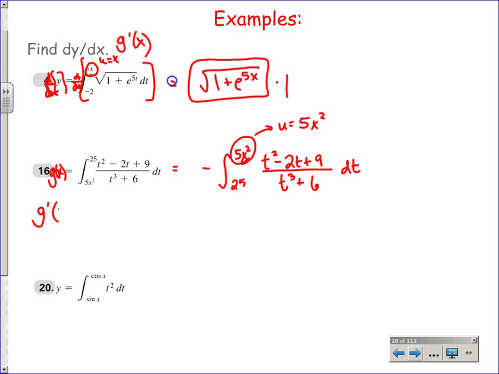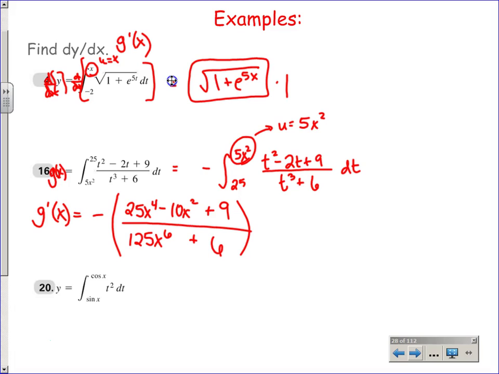So g prime, take the derivative. This is an a to u. It's a negative, I suppose, a to u. Now it gets gross, because what do I need to do with that u? Plug it into all those t's. So we end up with 25x to the 4th, right? Squaring it. Minus 10x squared plus 9 all over 125 x to the 6th plus 6. Are we all tracking? F of u times who prime?